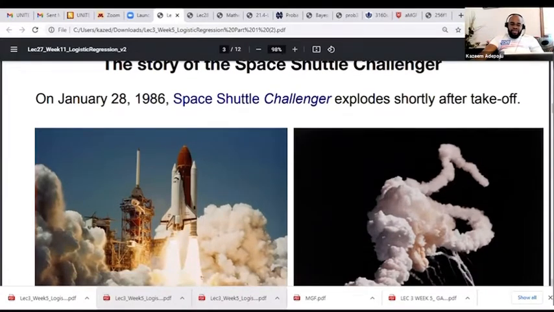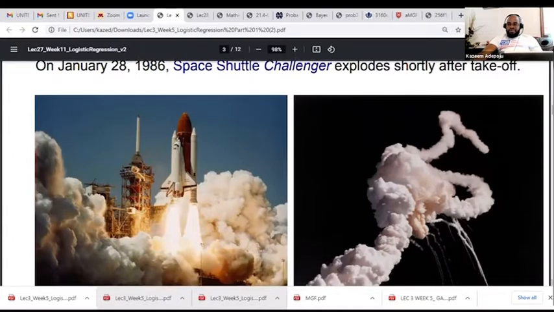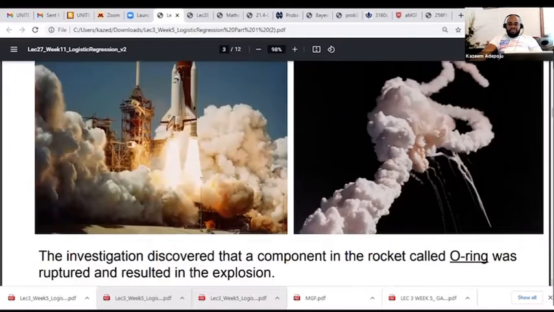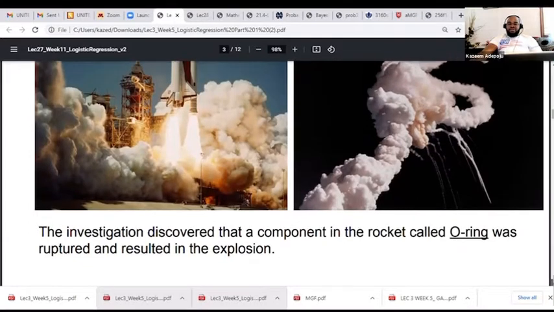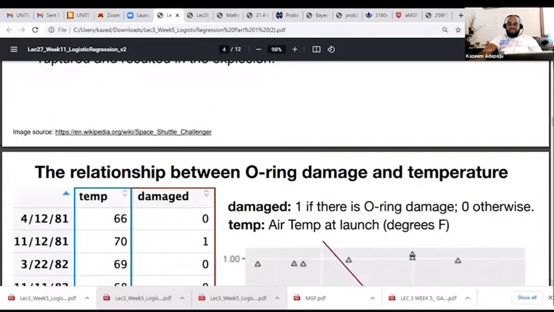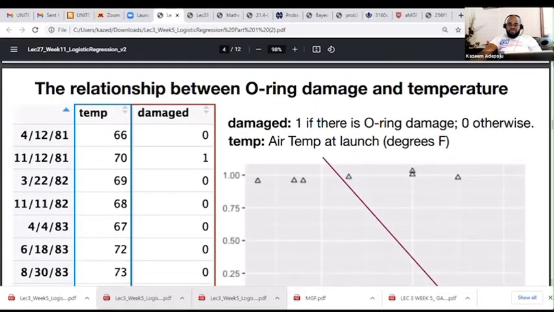on January 28, 1986, the Space Shuttle Challenger exploded shortly after takeoff. Now this is not a success at all. This is not good. The investigation discovered that a component in the rocket's O-ring was ruptured and resulted in the explosion. That was the result of the investigation conducted.